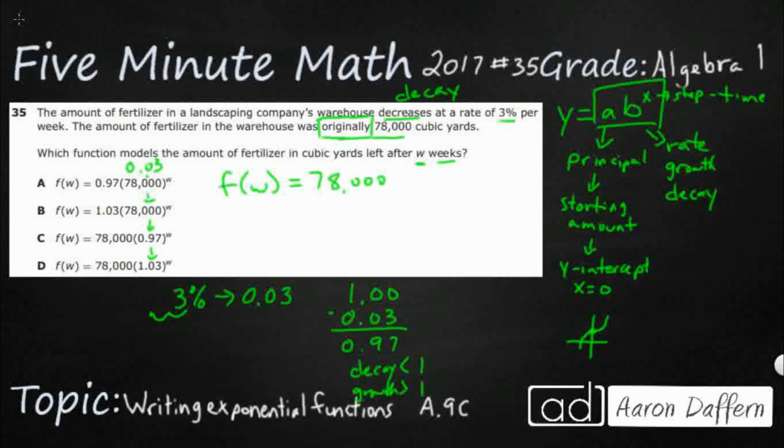So that's why you've got these two right here. That 1.03 is if it were a growth rate, but it's not. It's a decay rate. And then we're going to do it like that with the w. So here's our answer, C.